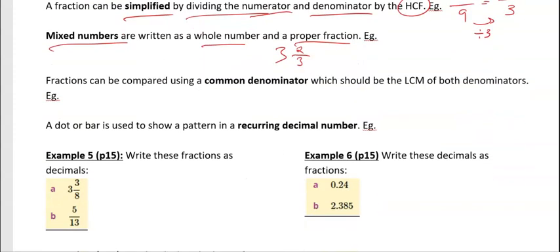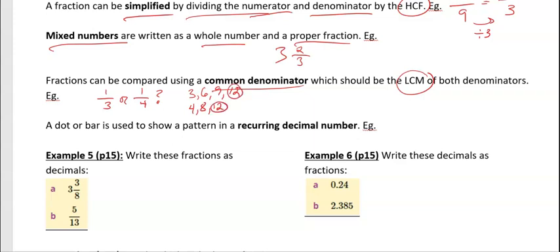Now you can't really compare fractions unless you have a common denominator. So I'm often asked, which is bigger, 1/3 or 1/4? Well, what I'd have to do is find a common denominator. So if I look at the lowest common multiple of both of these, if I do the multiples of 3, let's just write it out: 3 times 1 is 3, 3 times 2 is 6, 3 times 3 is 9, 3 times 4 is 12. And then 4 times 1, 4 times 2, 4 times 3.